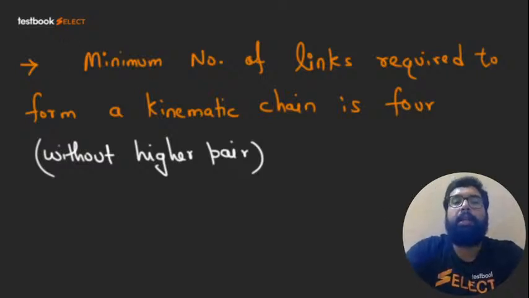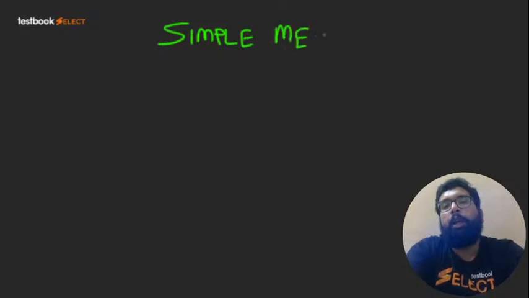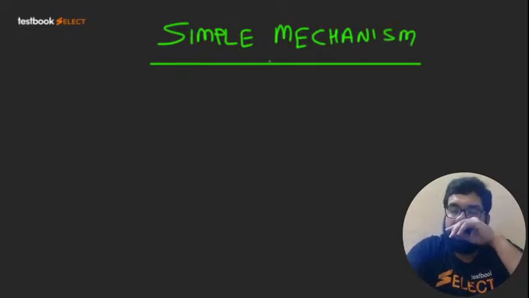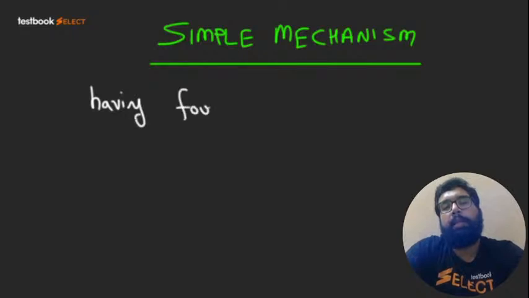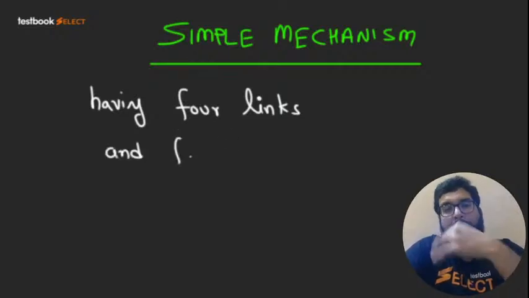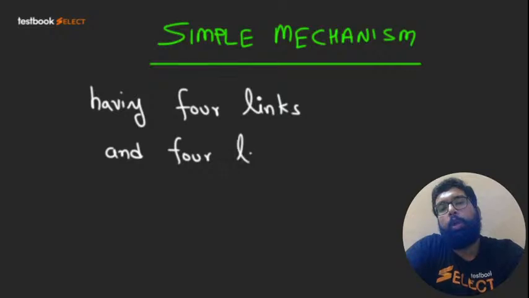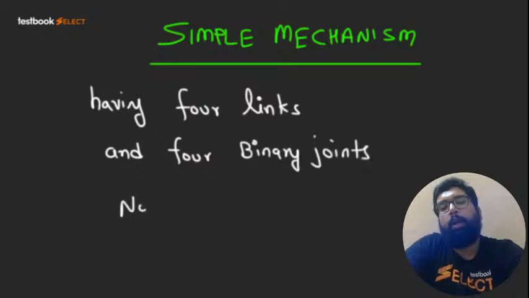And this is nothing but the definition of simple mechanism. In today's session, we'll be giving you the heading of the very first chapter of this subject, that is simple mechanism. So, a simple mechanism is the one having 4 links and 4 binary joints or lower pairs. Getting my point? And no higher pair.